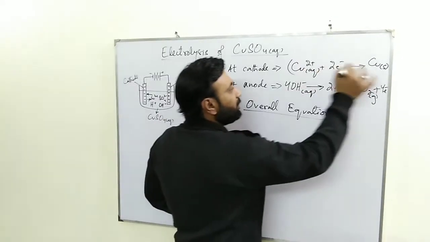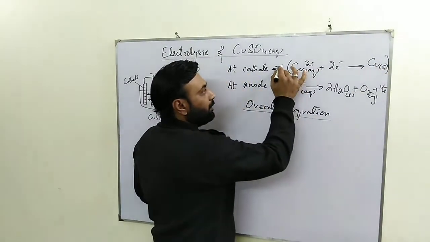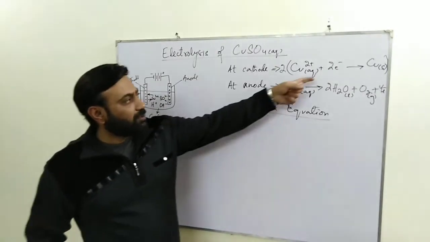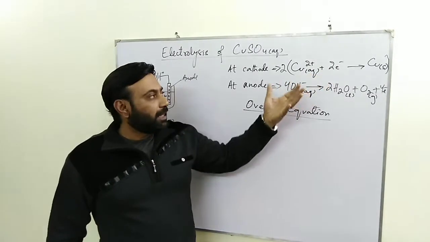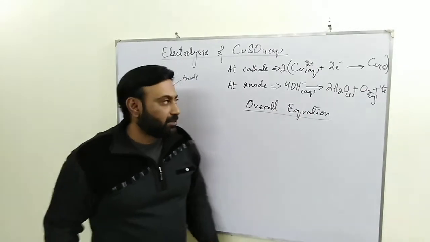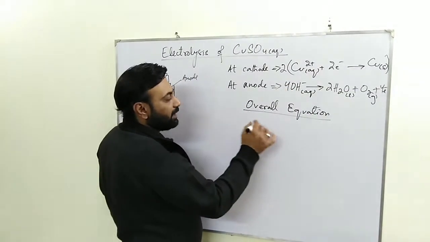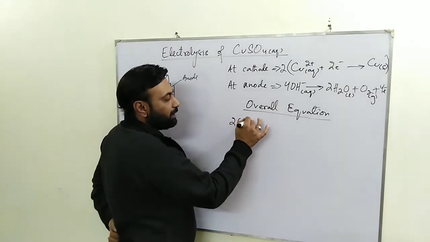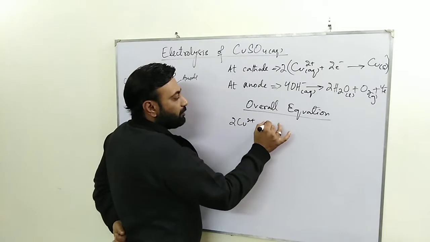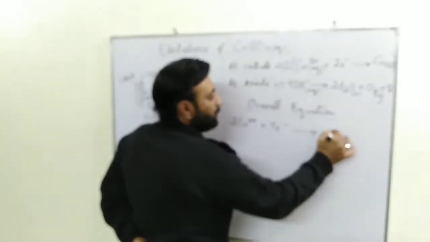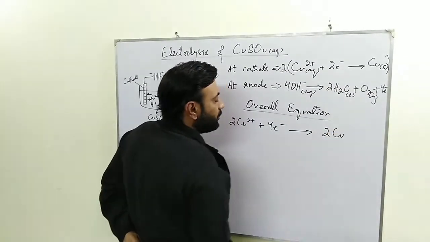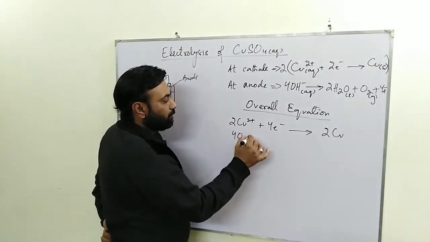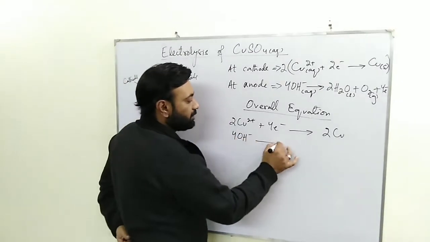So we can simply multiply the whole cathode equation by 2. We cannot just change this 2 to 4, because that way the equation would become unbalanced. So we have to multiply the whole equation by a whole number. After multiplying it by 2, we'll get 2Cu2+ plus 4 electrons, and we'll get 2Cu. Now we'll take the anode equation as it is.